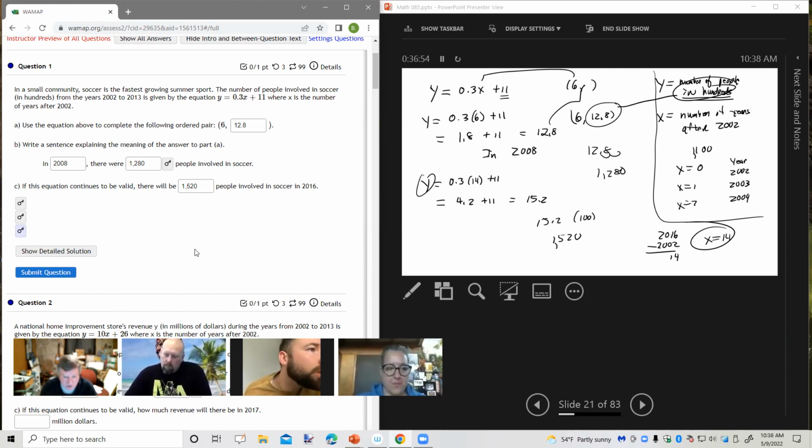So any questions about this problem? Again, keep in mind, this information over here is very important. You can't just skim through the problem. You've got to pick up on things like that the output is in hundreds and the input is in years after 2002. Okay. Are we good to go with this problem? Any questions, discussion before we go on to another example?